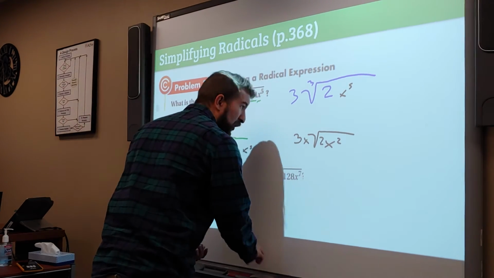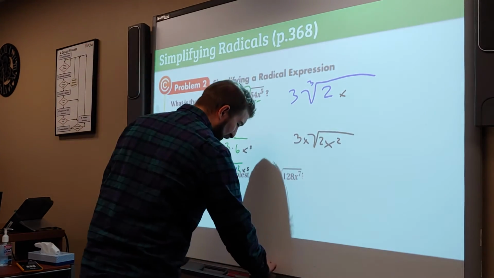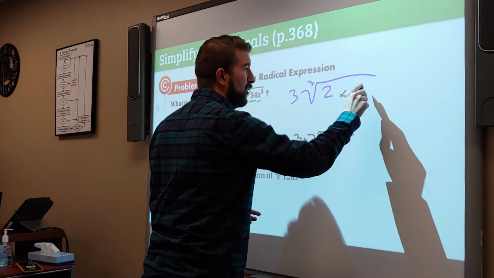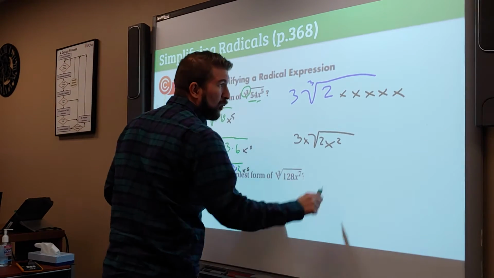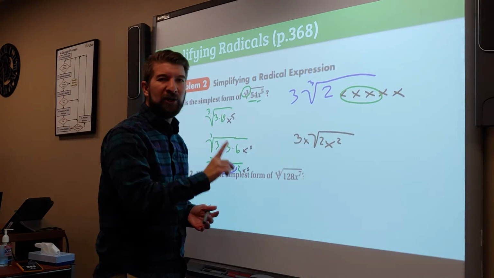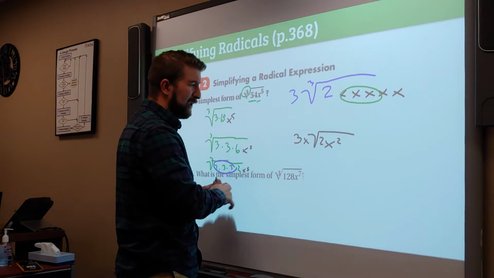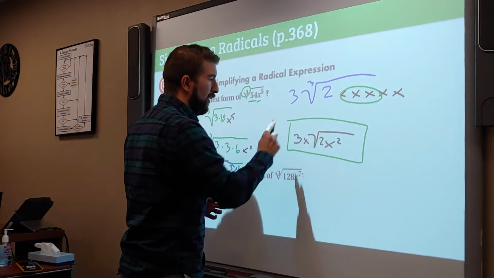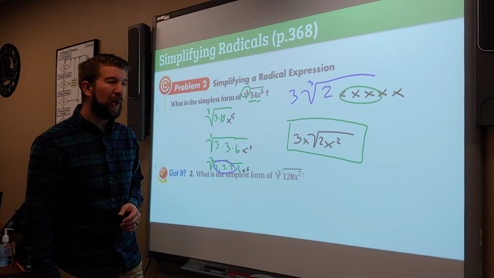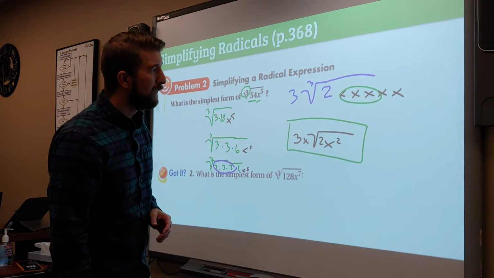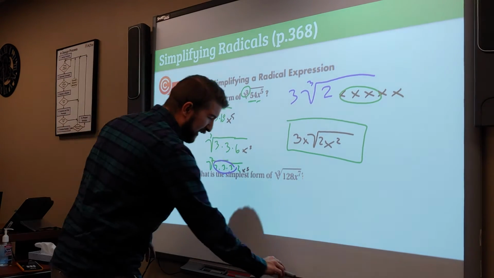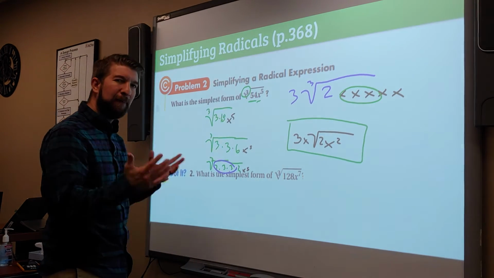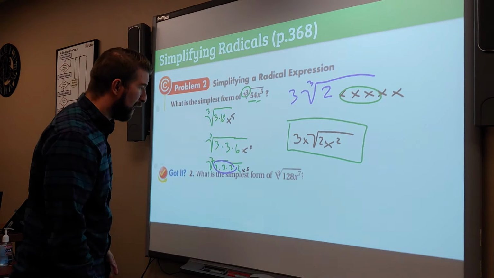Another way that you could do this is you could just expand these x's, 1, 2, 3, 4, 5, and then just circle your 3, and you just bring one of those out. So my answer would be 3x radical 2x squared. And I have 2 x's left. All right, it's a little confusing, but I think it's kind of fun. A little bit of puzzle making with matching.